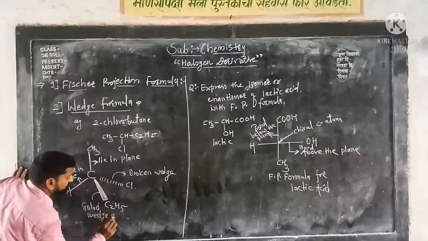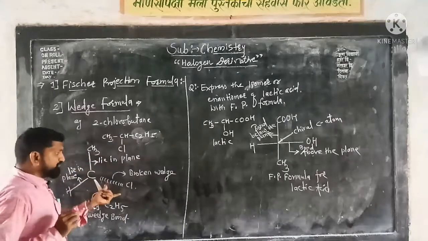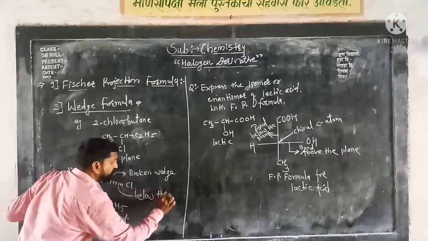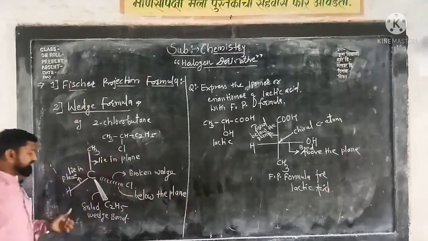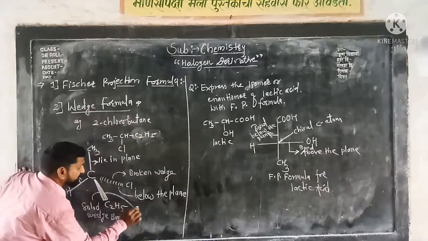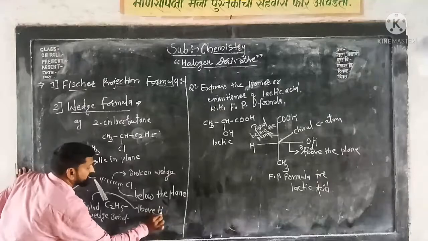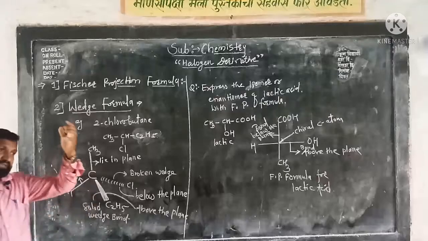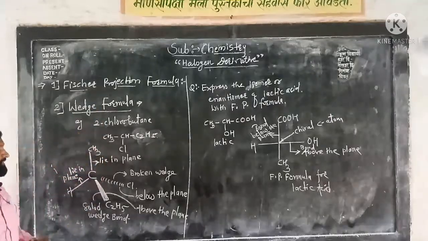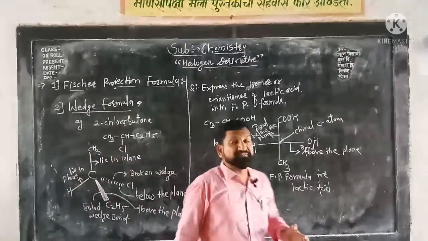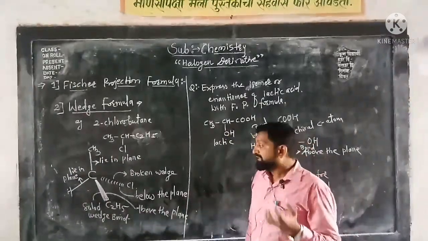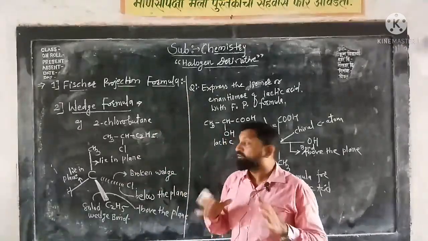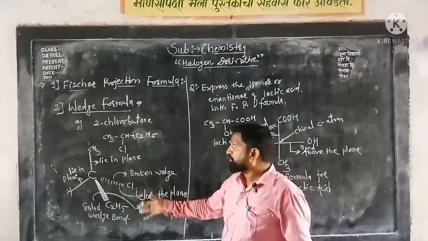Okay, now everybody see here, this broken wedge bond indicates this is below the plane. How? Below the plane. And this solid wedge bond indicates what? Above the plane. And by this we can easily predict which one is above the plane and which one is below the plane. So whenever there is a tetrahedral geometry in which the 3D view is very difficult to draw, by having such a simple concept provided by the wedge formula, we can easily understand what happens to them. Okay, so this is about the wedge formula.